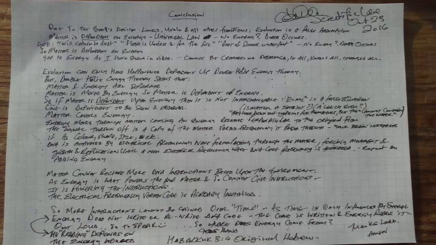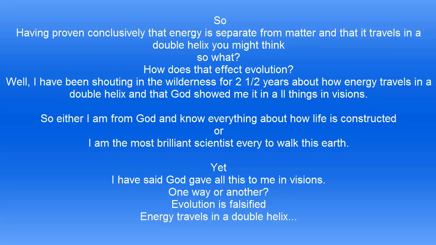So yeah, that's about the conclusion of this little video. Falsified one of the biggest lies in history due to a wrong assumption based upon an environment, because they think matter moves due to E equals mc squared, which I've already shown is garbage, and Stephen Crothers has already shown is nonsense garbage. So, having proven conclusively that energy is separate from matter and that it travels in a double helix, you might think, so what, how does that affect evolution?